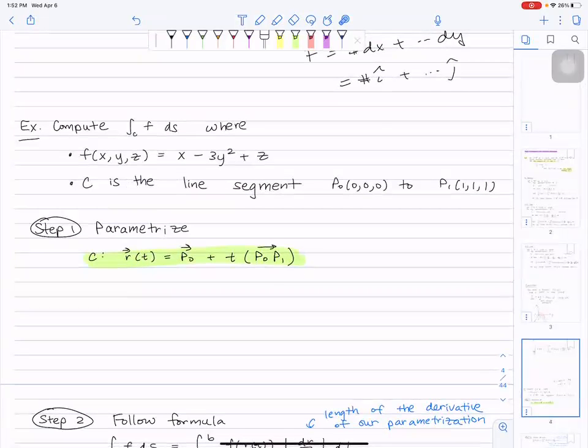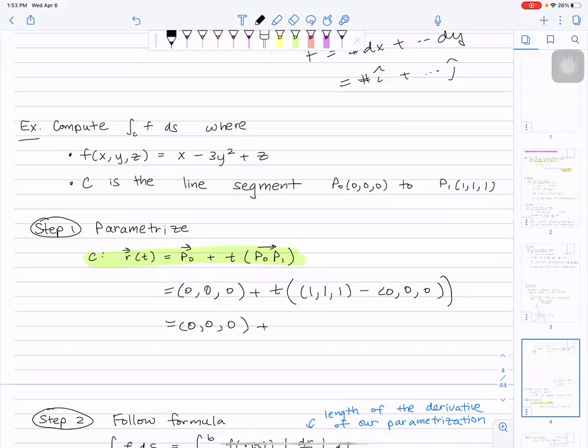What do I mean by that? Let's choose this as P naught and this as P1. We have 0, 0, 0 plus t times the endpoint minus the beginning point. So we have 1, 1, 1 minus 0, 0, 0. That gives us 0, 0, 0 plus t times 1, 1, 1, or t, t, t. So if you have two points, no matter what, you can always use this definition to parameterize something.